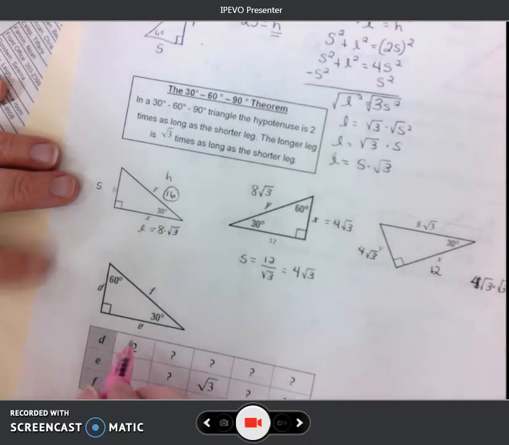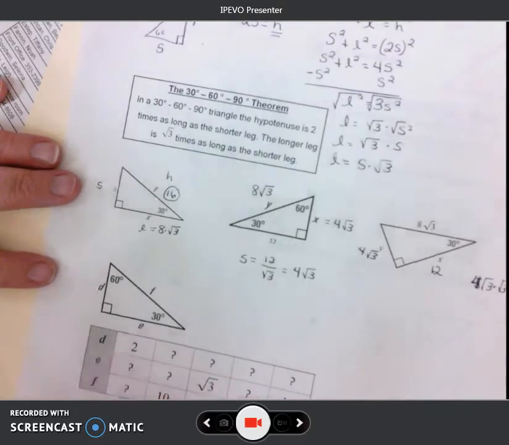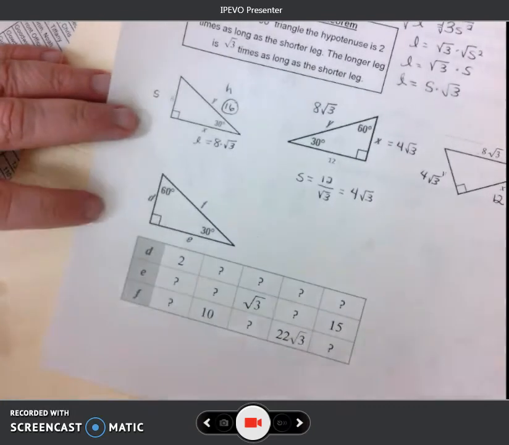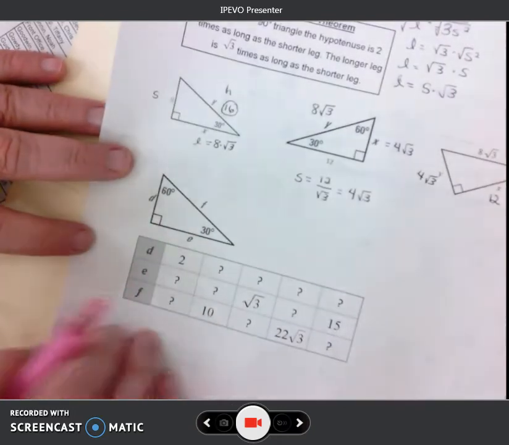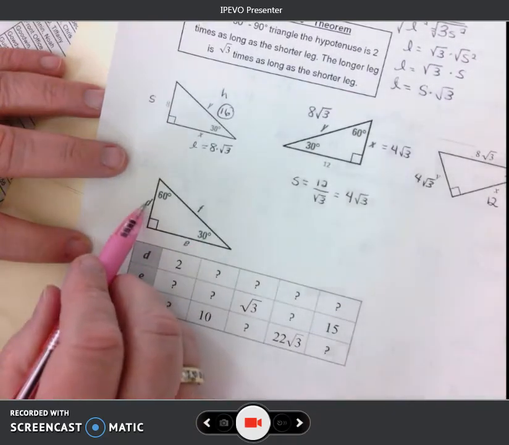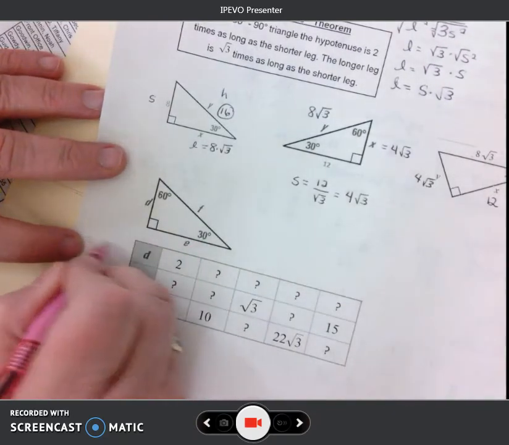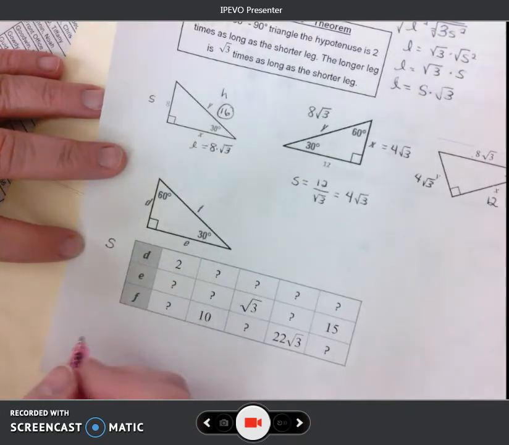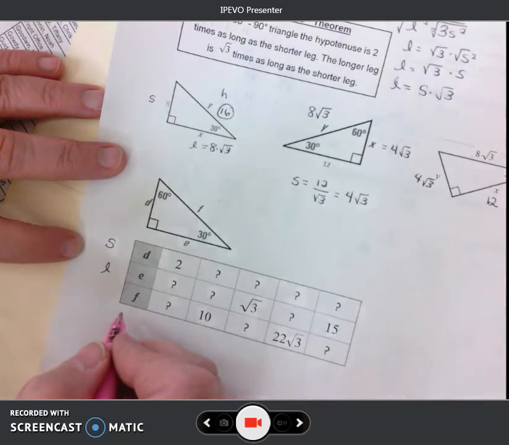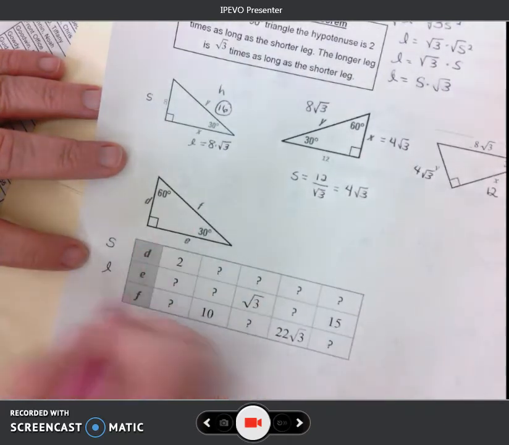And in my last problem, we're going to complete the table. So let's look at our picture and decide what we have. The 30 across from it, side D, is going to be my short side. Across from the 60, side E, is going to be my long side. And across from the 90 is my hypotenuse.